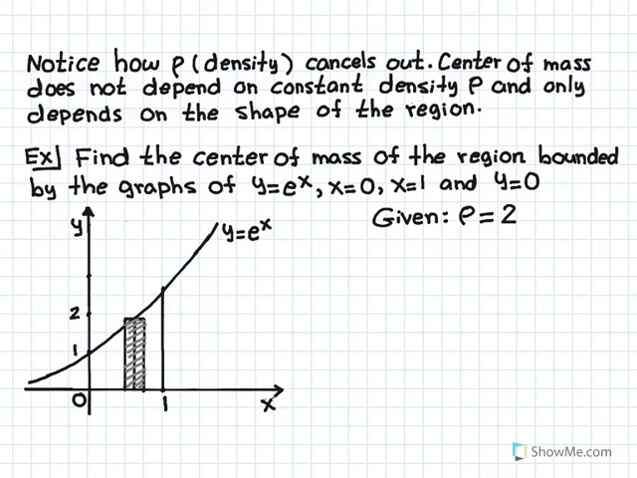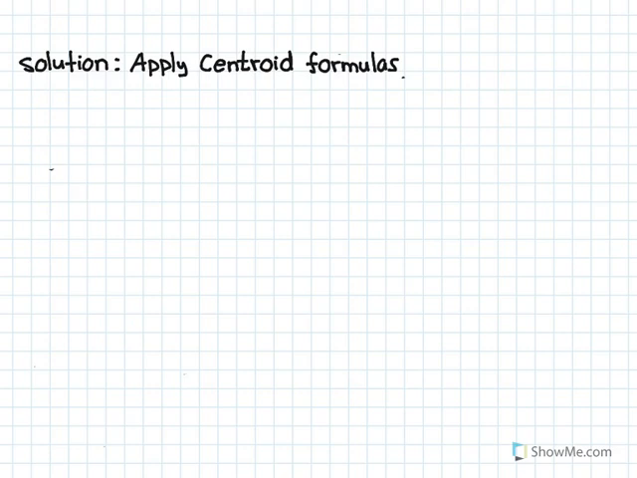All right. So let's find the center of mass of the region bounded by the graphs of y equals e to the x, x equals 0, x equals 1, and y equals 0, and the density is given as rho equal to 2. All right, so we're going to apply the centroid formulas.